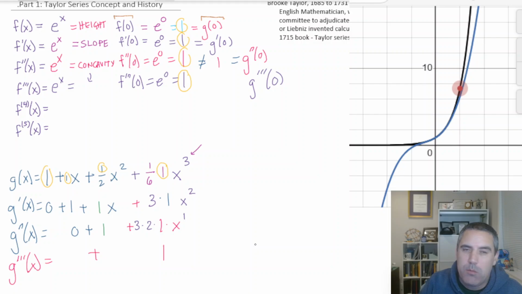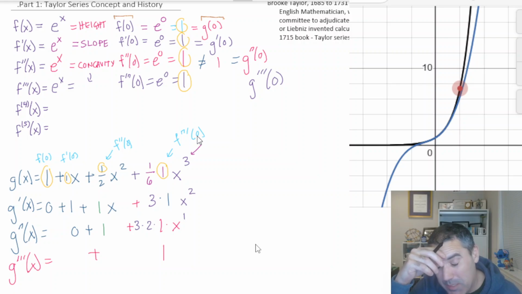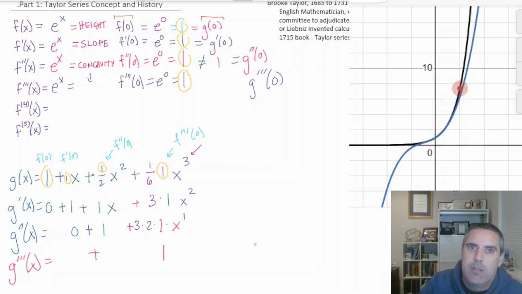Okay? And basically what we're discovering, what Taylor recognized, is it doesn't matter what the function is. You can just plug in f of 0 here, and then you can plug in f prime of 0 here, and then f double prime of 0 here, and then f triple prime of 0 here. And it doesn't even have to be 0. It could be some other value. You'd have to recenter things. But that's a story for your actual class.